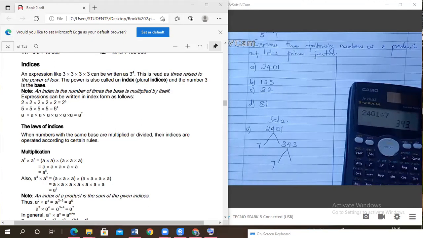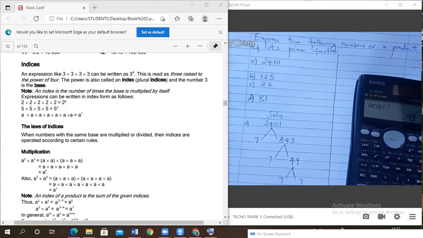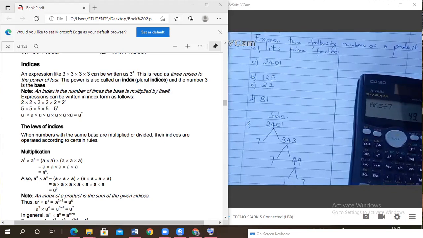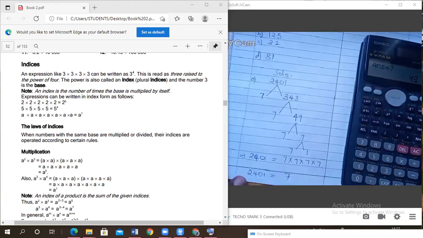7 can still divide that, right? Again by 7, it will give us 49. Again 49 by 7 will give us 7, right? Then again by 7 will give us 1. So it means now 2,401 is the same as 7 times 7 times 7 times 7. So which is the same as what? 7 to the power of 4.